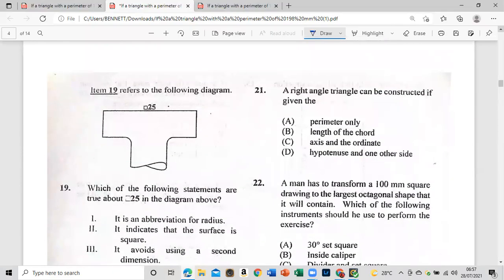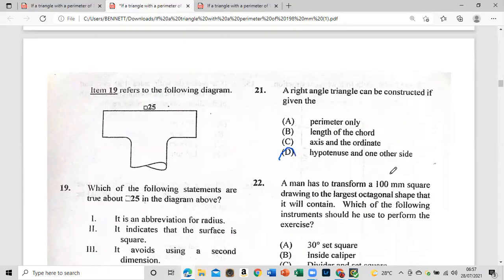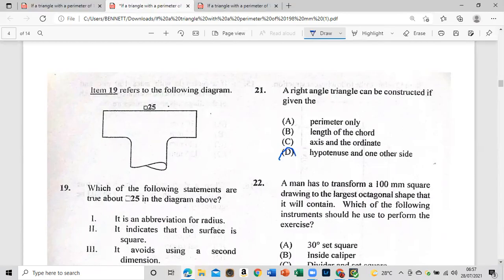21. A right angle triangle can be constructed if given the perimeter only, length of the chord, the axis of the coordinate, or the hypotenuse and one other side. Definitely the hypotenuse and one other side. Okay, you can just calculate the next side. Yo, this is maths. This is maths.